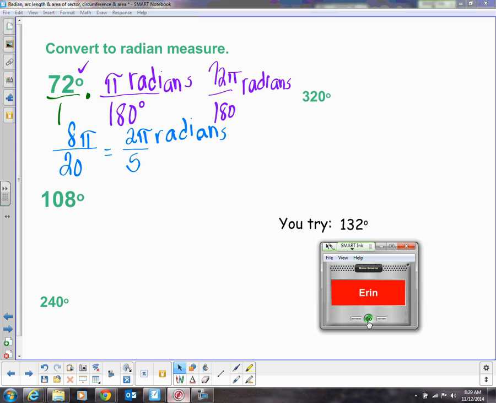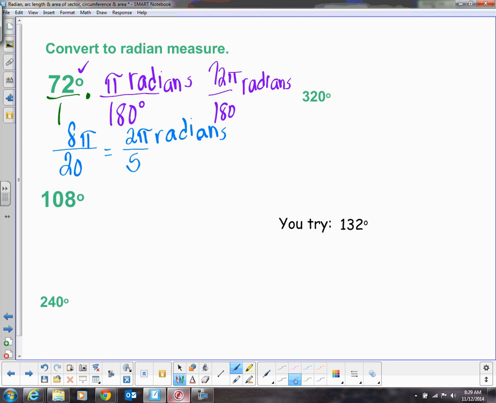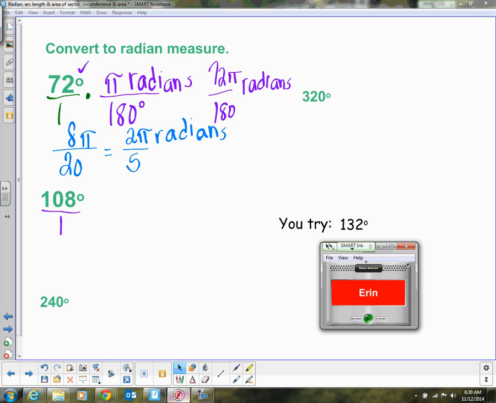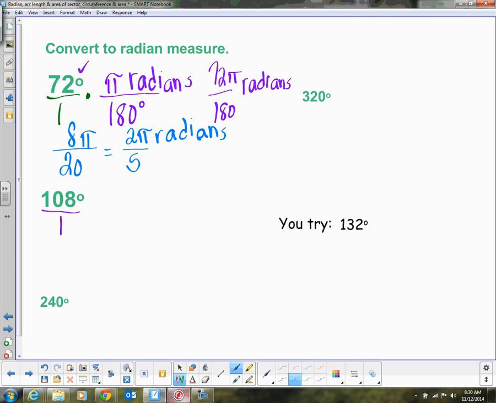Wait, so we're doing 108? Okay, we're doing 108. So what's the first thing? Aaron, you just got a homework pass. Oh my goodness. Aaron, what's the first thing I have to do? Put it over 1. That prepares for what we need to do next. So next we are going to do what? Lizzie? 180 on the bottom because it's degrees. Degrees are on the top. We have to simplify them. So what's on the top?